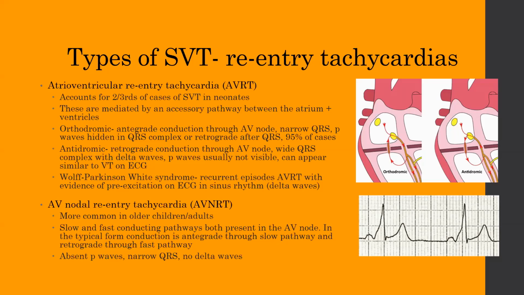This also looks quite similar to AVRT, the orthodromic one, on ECG, because you have narrow QRSs and you often can't see the P waves, but these patients don't have the delta waves that you can see with something like Wolff-Parkinson-White.